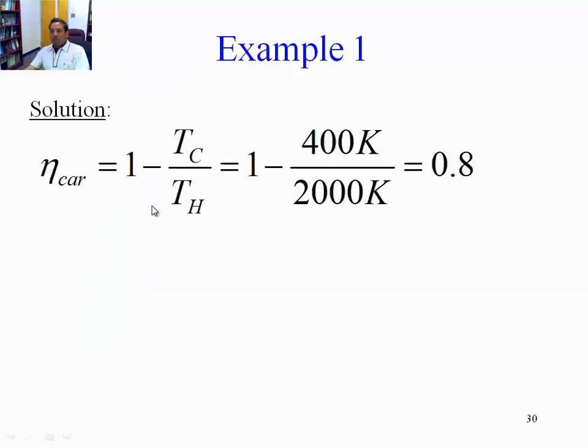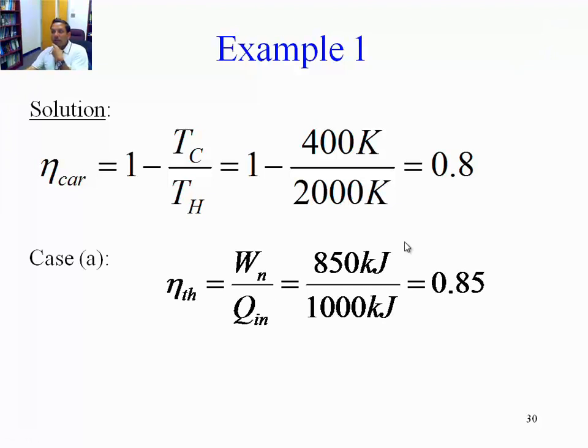So the Carnot efficiency is 1 minus Tc over Th. 1 minus 400 Kelvin divided by 2000 Kelvin is 0.8. So that's 80% efficiency. This means that there's no way, under no circumstances, that any cycle that you can conceive, any heat engine that you can conceive, operating between these two thermal reservoirs can generate an efficiency larger than 80%. That is the maximum theoretical efficiency that you can yield.